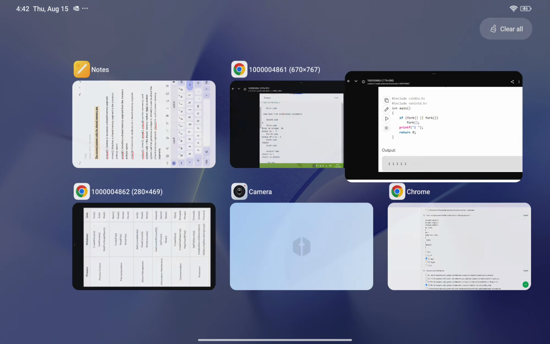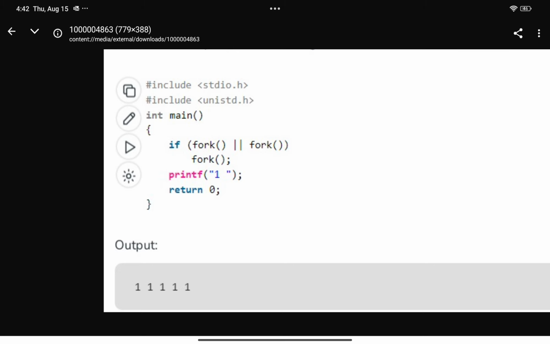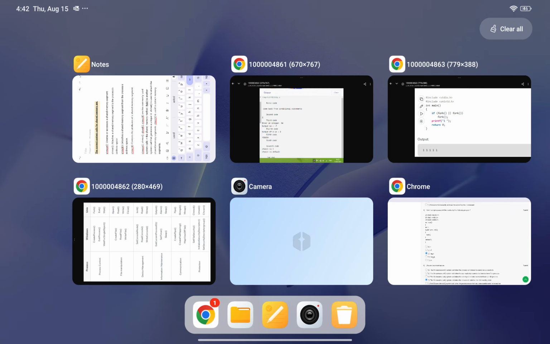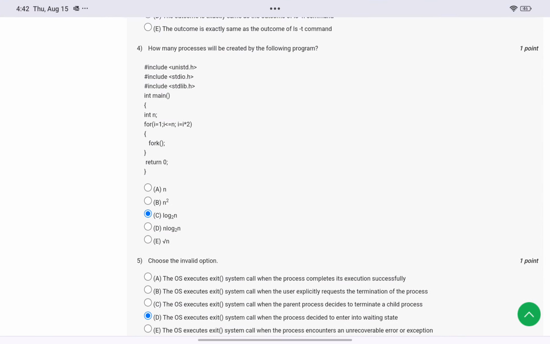Next time also, if you want, in the classroom we will solve this problem again, because these questions come multiple times in GATE.